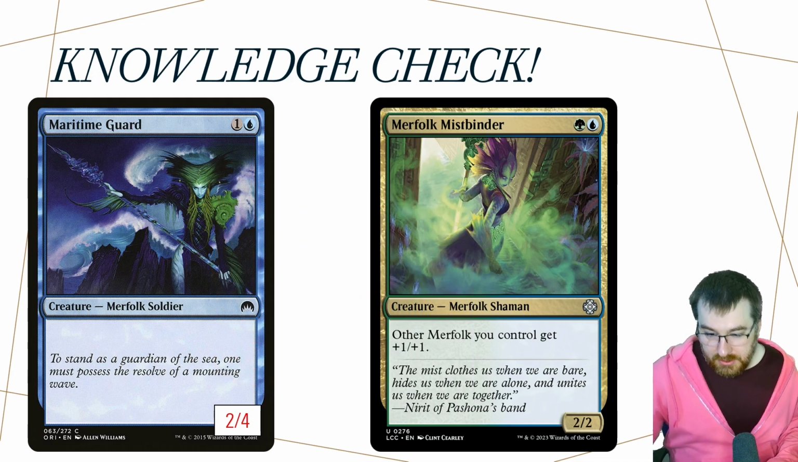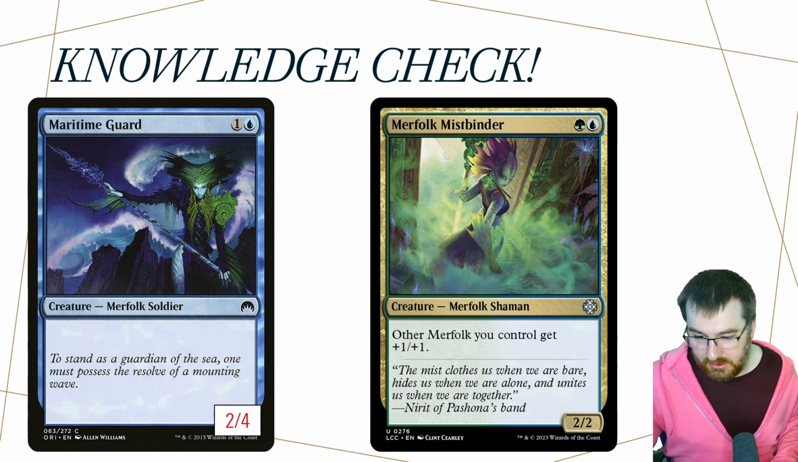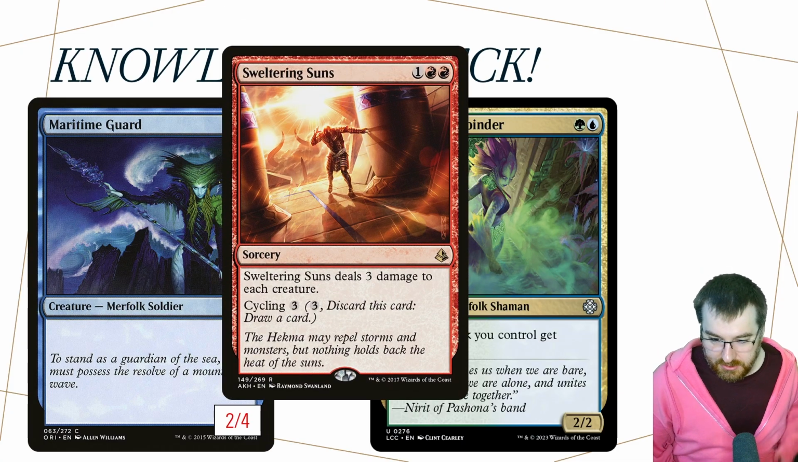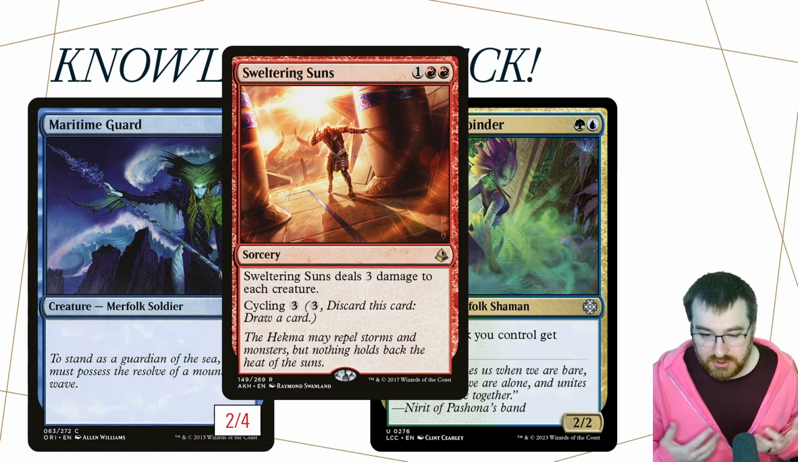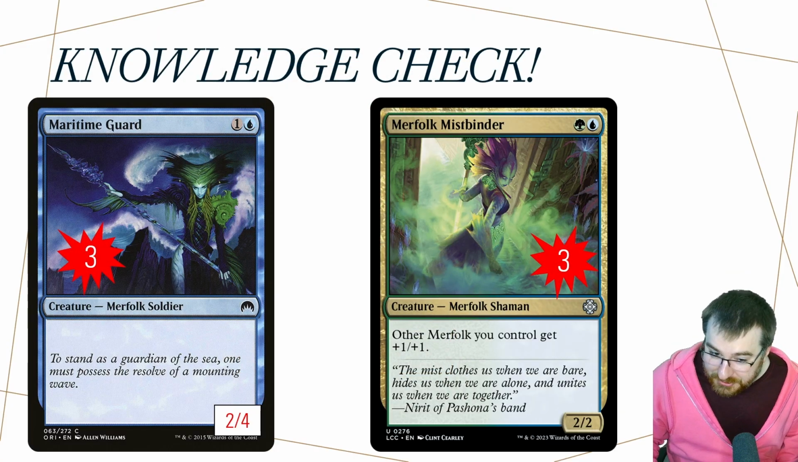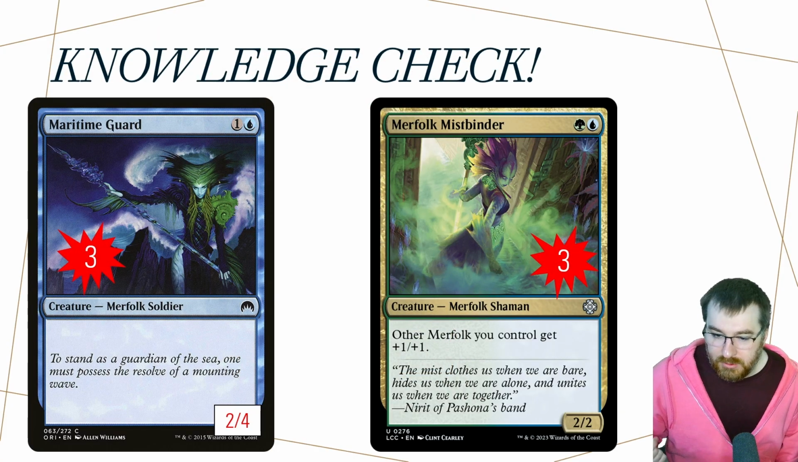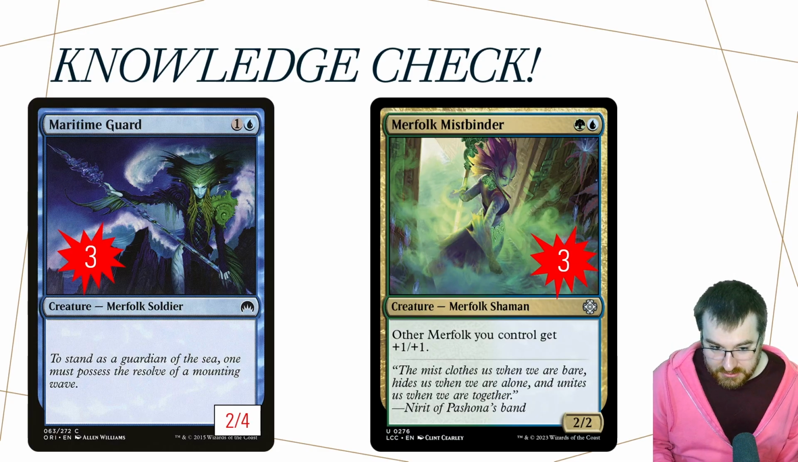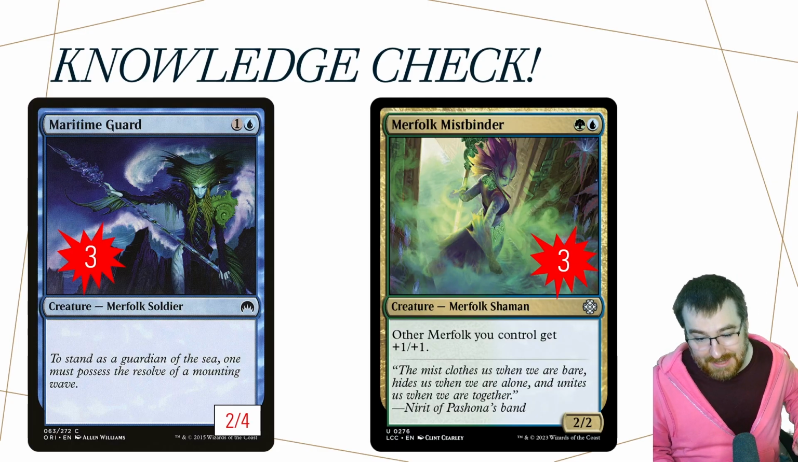After sweltering, you cast Sweltering Suns, and that makes me very sad. As Sweltering Suns resolves, it deals 3 damage to each creature. After Sweltering Suns resolves, we will check for state-based actions, and we'll see that Merfolk Mistbinder has been dealt an amount of damage that is equal to or greater than its toughness, which means Merfolk Mistbinder has to die.